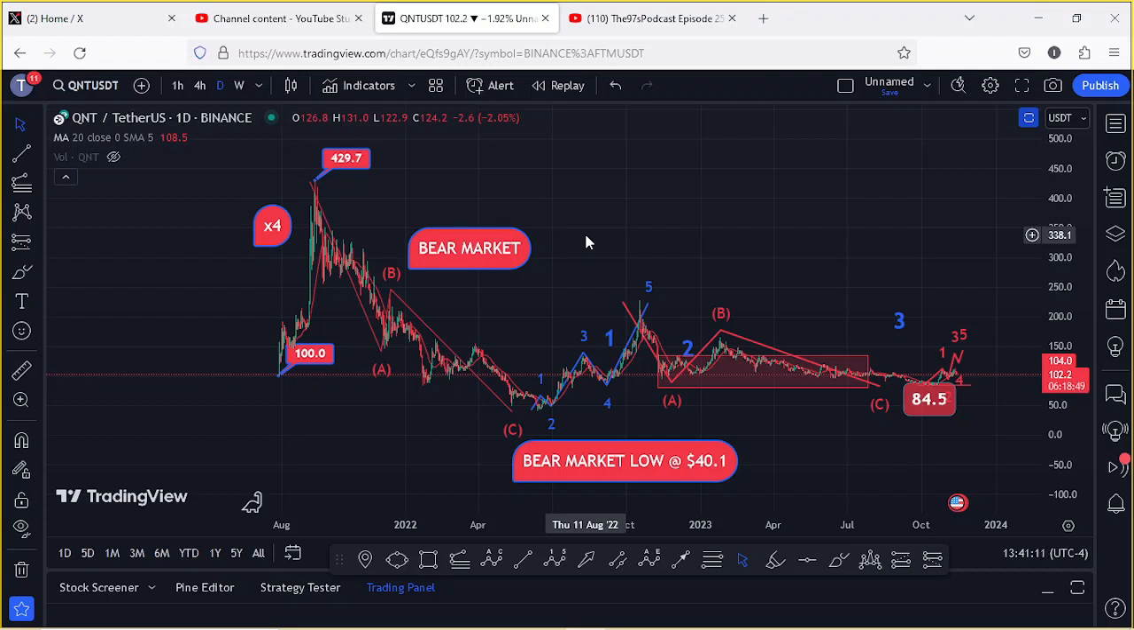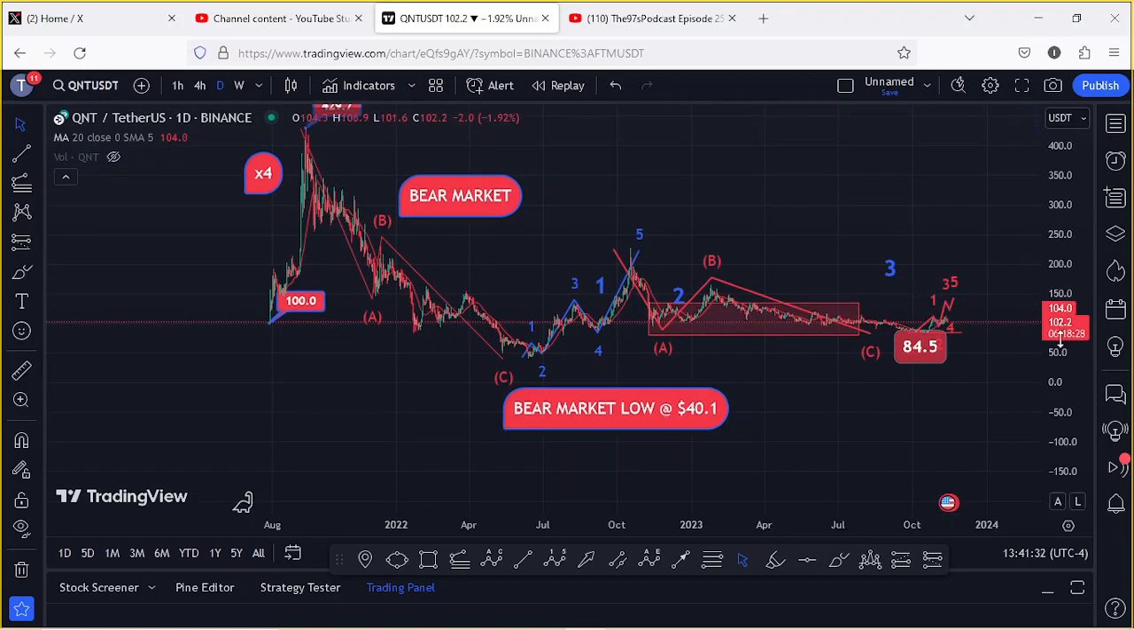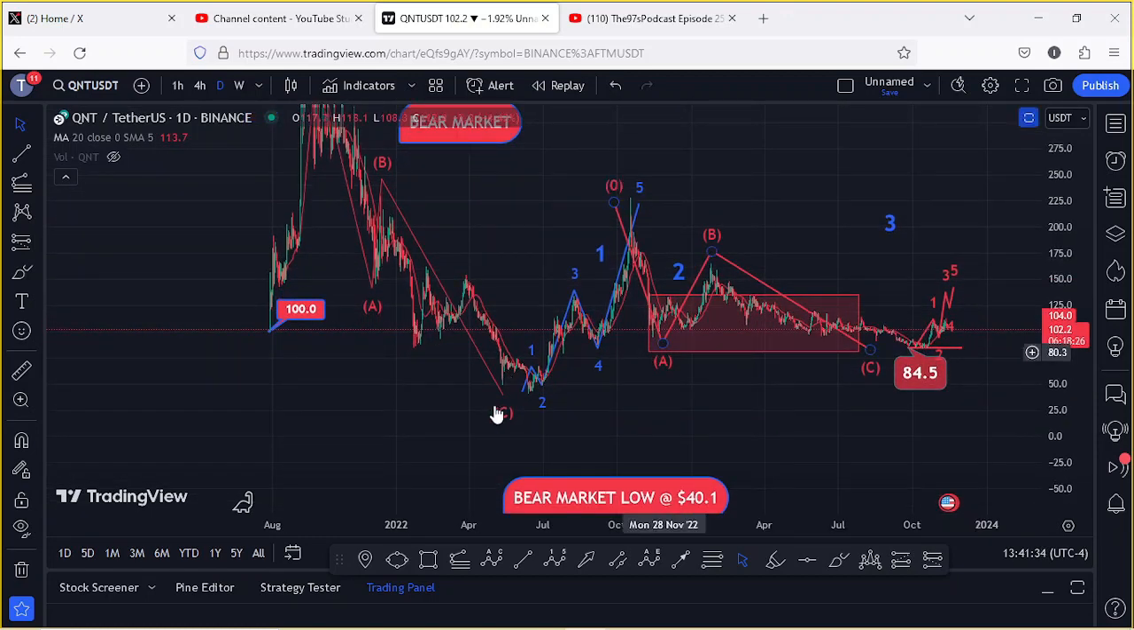And after seeing the all-time highs, we started a corrective structure in this ABC corrective move, giving us a bear market low at around the $40.1 mark. And after seeing the bear market low, we continued to obey the Elliott wave structures, where you can see that we picked up a 5-wave structure over here, giving us a high above the $229 mark, completing the formation of this larger Elliott wave count 1.